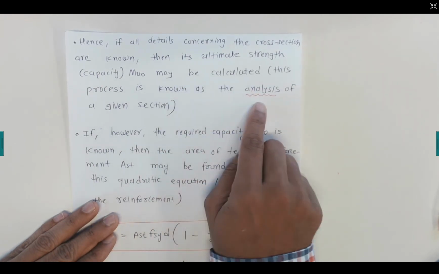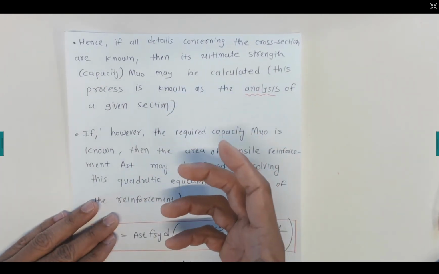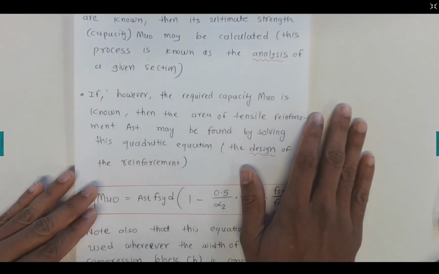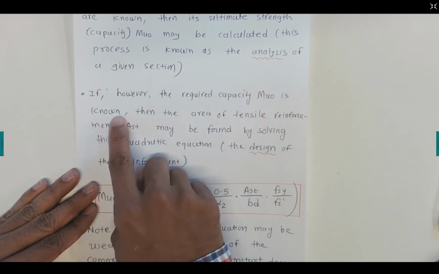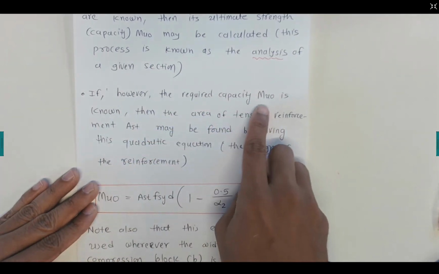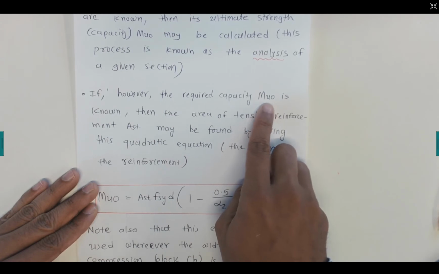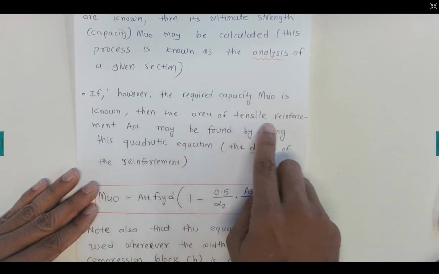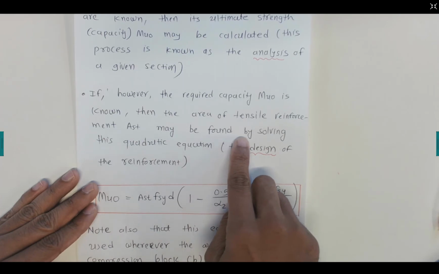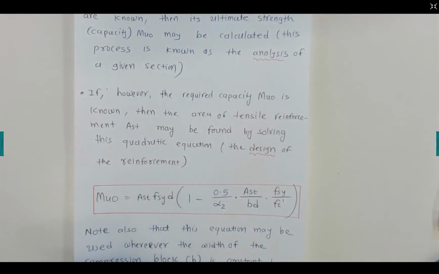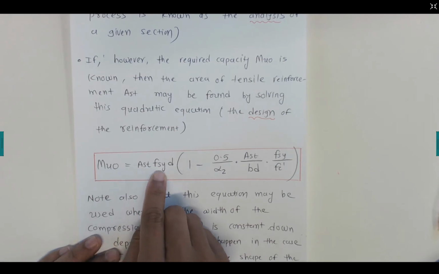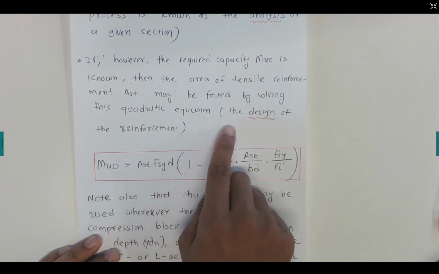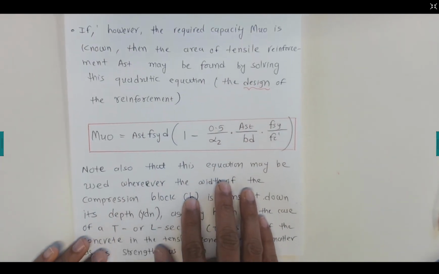This process is known as analysis, because when we calculate the moment capacity, this is the analysis process. But if the required capacity is known, if you do the bending moment diagram and find the applied moment, then it's known. Then the area of tensile reinforcement Ast may be found by solving this quadratic equation. So if I know this value, I can find Ast, with all other parameters known. We need to find the tensile reinforcement area, and this process is called design of the reinforcement.